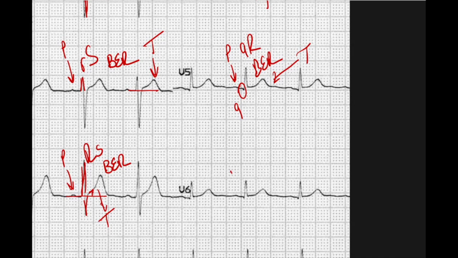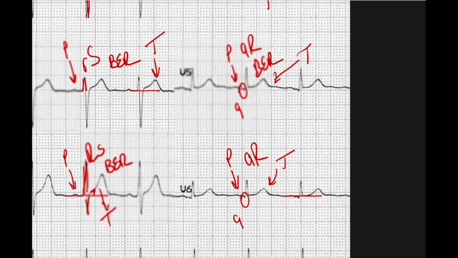V6, again, we have that positive P wave. We have those tiny Q waves, so we have a QR complex. ST elevation looks good. And we have positive T waves as we would expect.